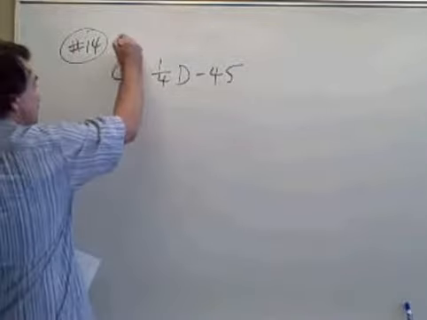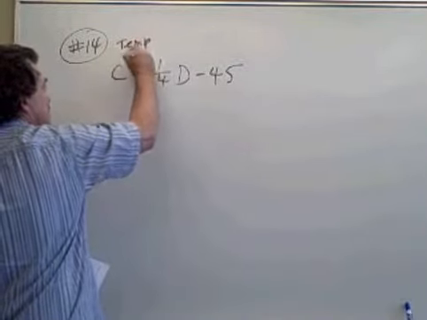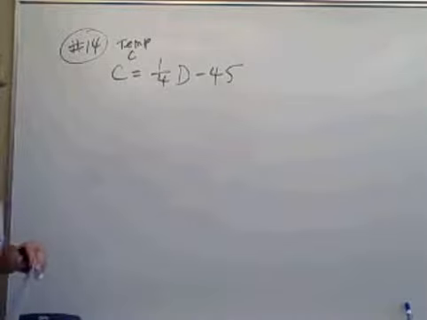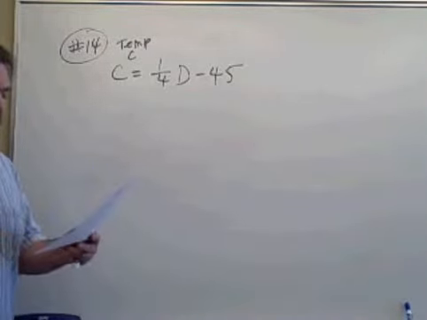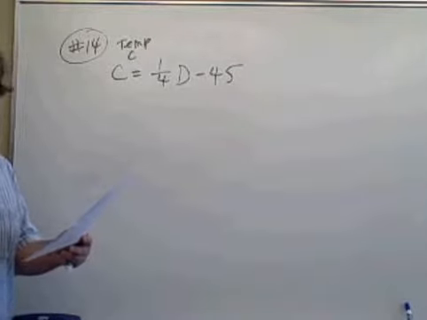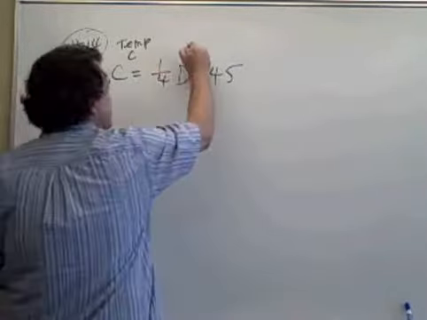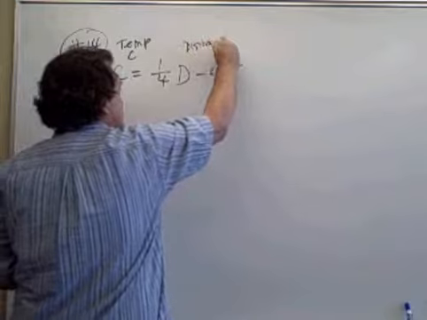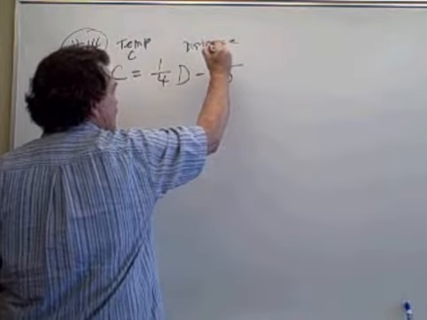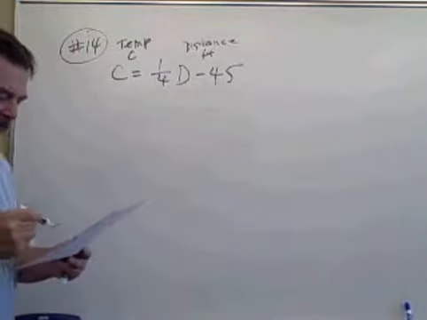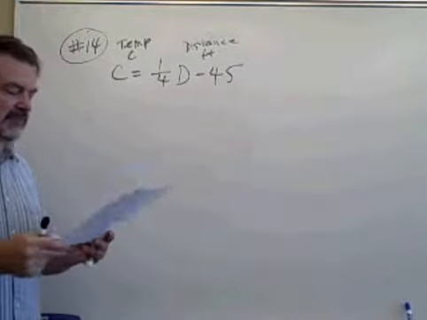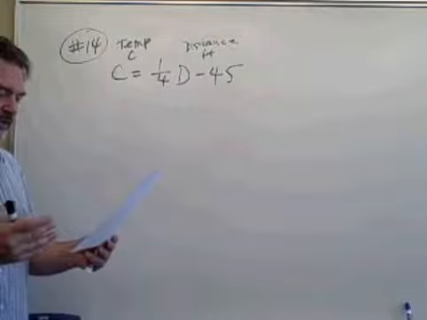Okay? So C is the temperature using the Celsius or centigrade readings, and D is the distance in feet the car will slide. So D is the distance the car will slide if it's going 30 miles per hour, and that's distance in feet. It says determine the distance a car traveling 30 miles per hour.